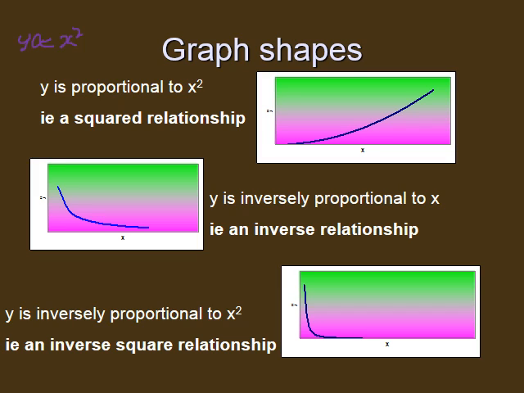Whereas if you get this kind of asymptotic relationship there, y is inversely proportional. So y is proportional to 1 over x. And if you get a tighter line here more towards the origin, then y is going to be proportional to 1 over x squared.